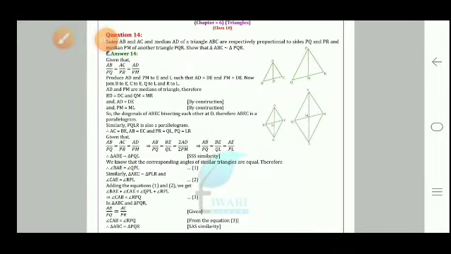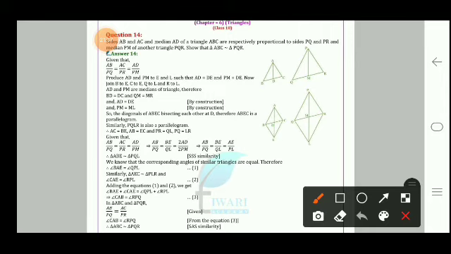Now in question number 14: sides AB and AC and the median AD of a triangle ABC are respectively proportional to the sides PQ, PR and the median PM of the triangle PQR. Show that triangle ABC is similar to triangle PQR.